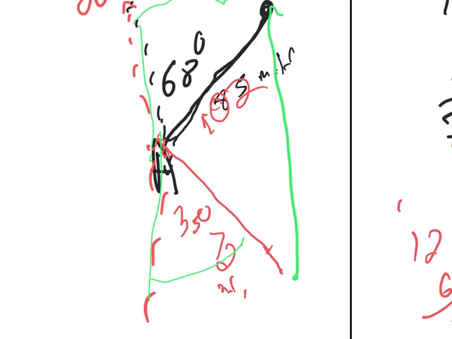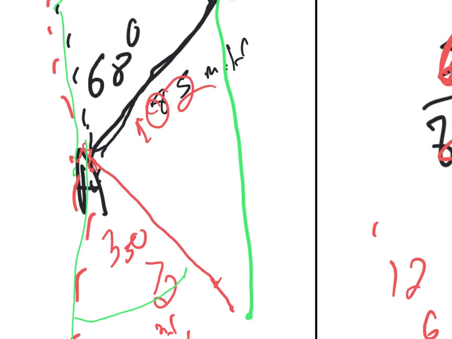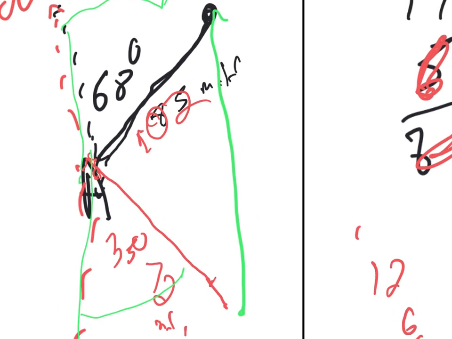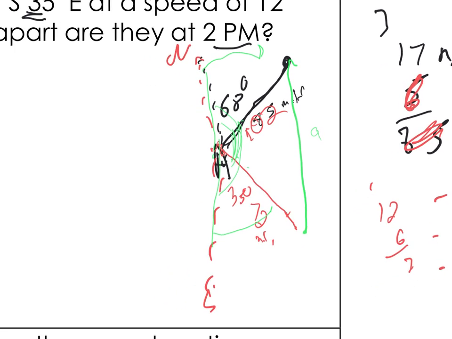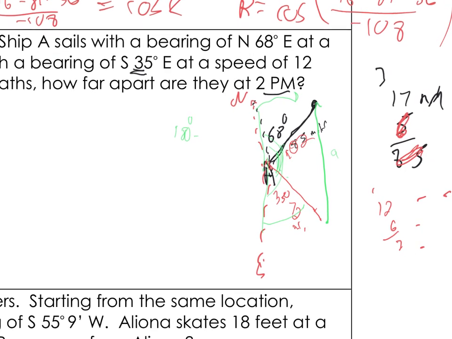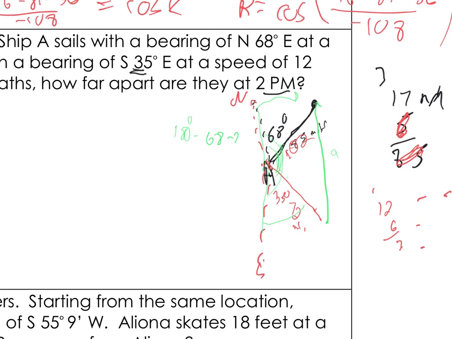The problem is now I'm missing some information. If I'm looking for this distance here, I don't know what to call it because we don't have any labels of those ports. I'll just call that the A side that I'm looking for. I need some information about the angle A. I have to use my geometry. I know for a fact that the 68 plus this angle A plus this 35 has to add up to a straight line. It's 180 degrees. So 180 degrees minus the other two angles, 68 and 35.